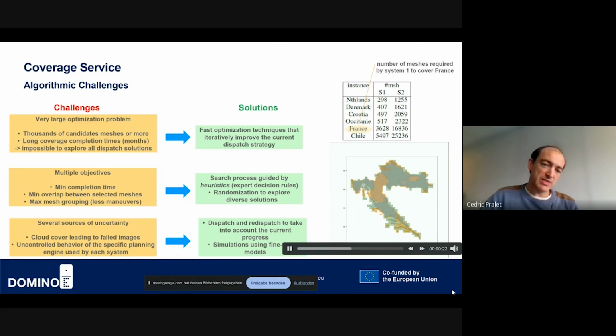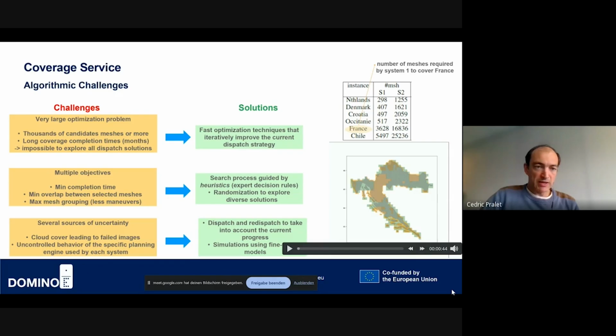And for the algorithms, there are several challenges that we have tackled. First, the optimization problems solved are very large, because we have thousands of candidate meshes to dispatch. We deal with a large area which requires long coverage completion times. And it's not possible to explore all the possible solutions, which is why we have developed fast optimization techniques that are encapsulated within the Dominoes.